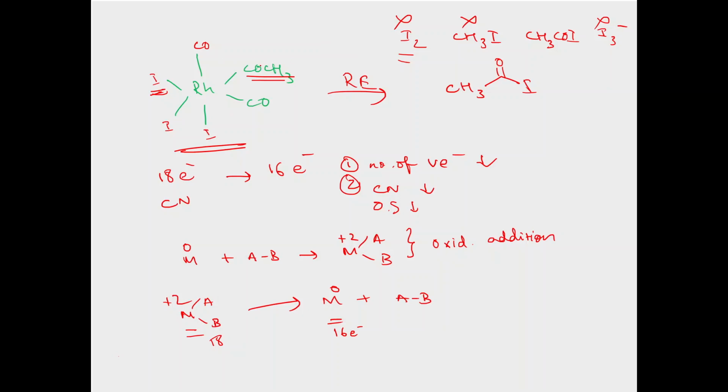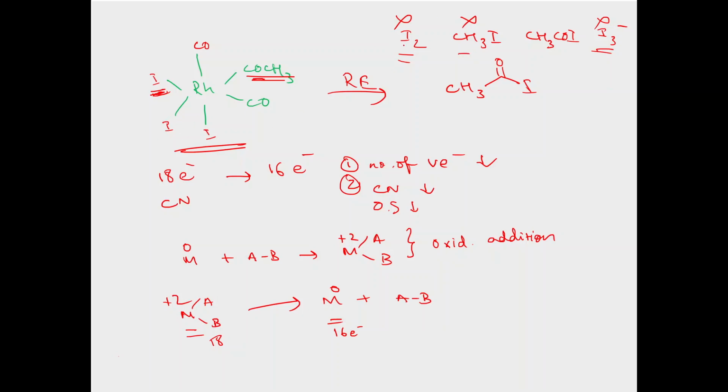If this insertion had not taken place, and we had some CH3 outside also, then there was a possibility that CH3I would also come out. But here it's CH3CO, CH3 and I. These two will come out as they are cis to each other. I3 minus can't come out, because we don't have anything like that.